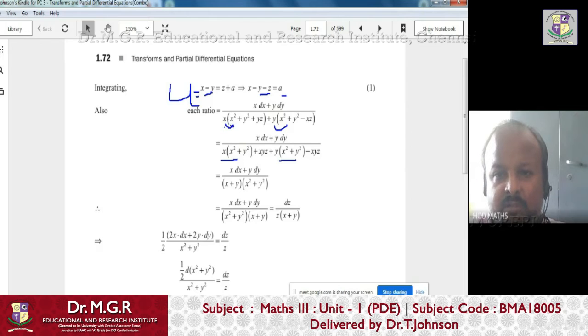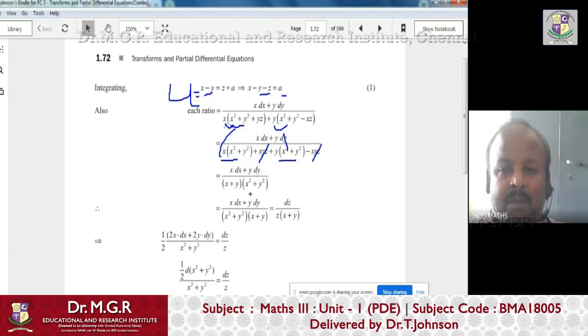X into x square plus y square is here. Y into x square plus y square is here, right? Then this is x into yz, this is minus x into yz. So these two terms will cancel out. So in the numerator we have x dx plus y dy, and in the denominator we have x plus y into x square plus y square.